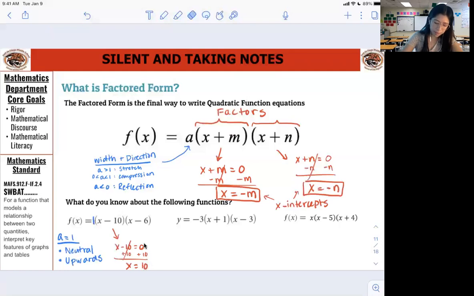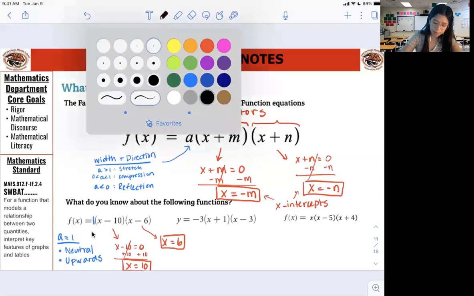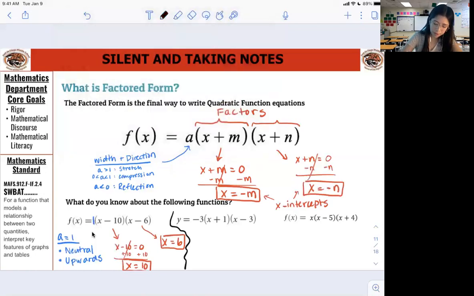You can look at the parentheses and just flip the signs. So my x-intercepts are positive 10 and positive 6. All right, so you can do that a little more easily. You don't really have to do all that math, but if you want to do it just to be sure of your answer, then definitely do it.